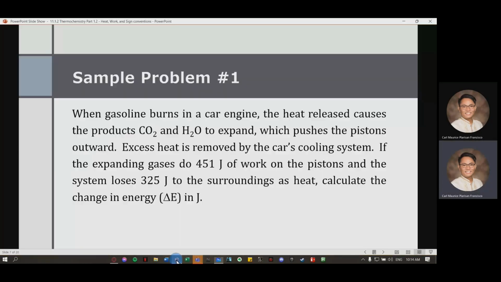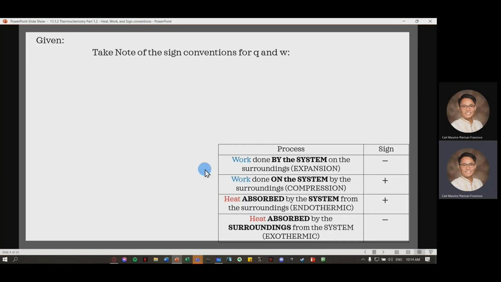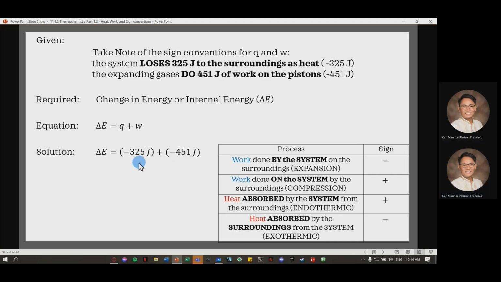So from the PowerPoint presentation, I also have here the same solution. Adding negative 325 and negative 451, we have negative 776 joules.